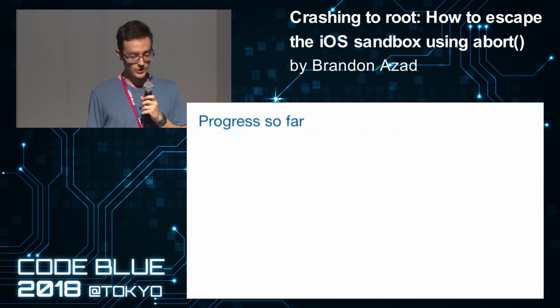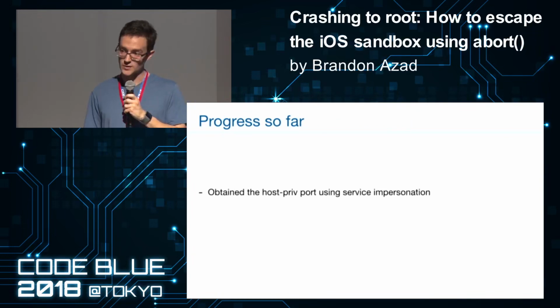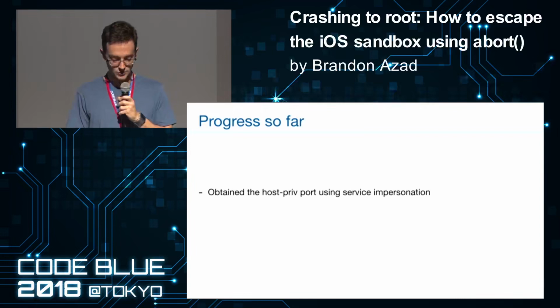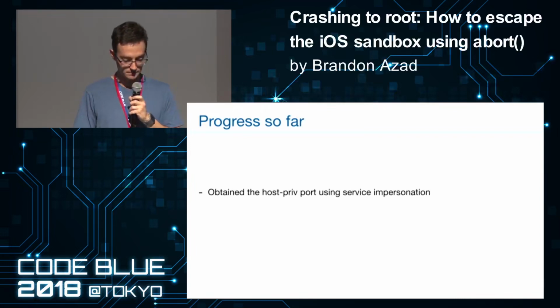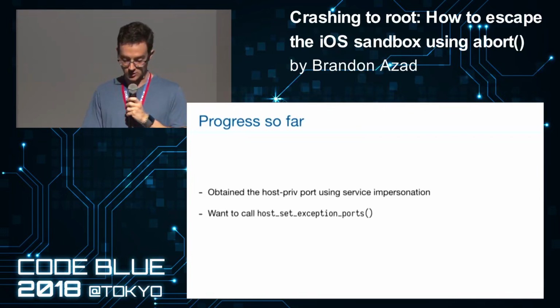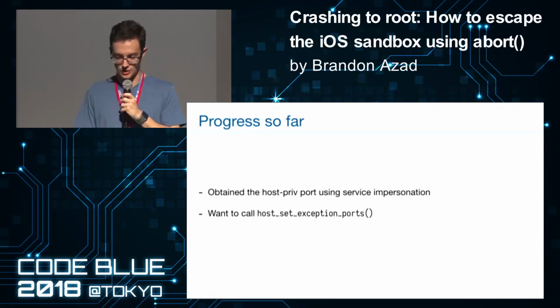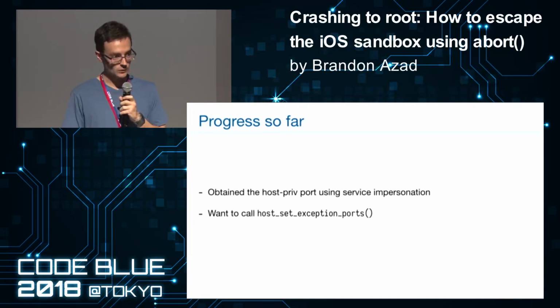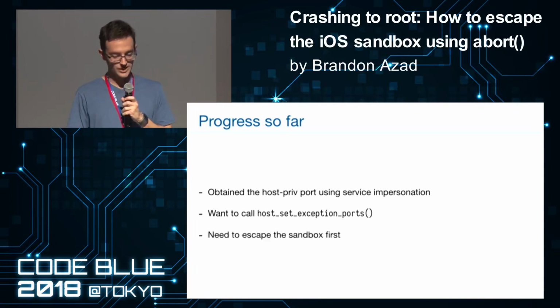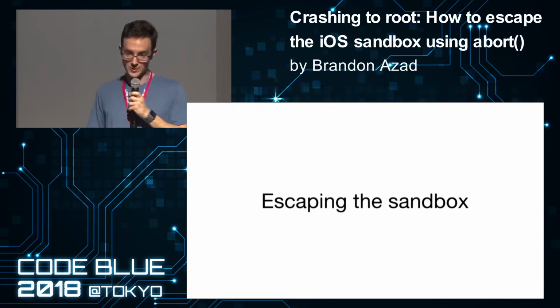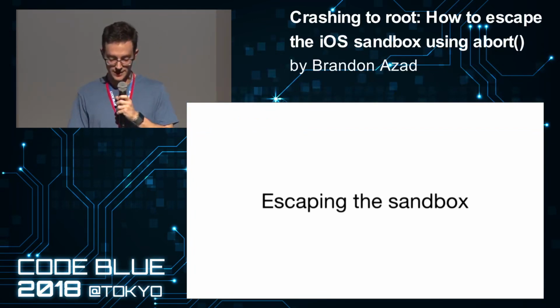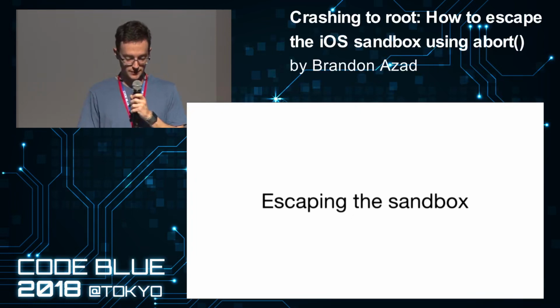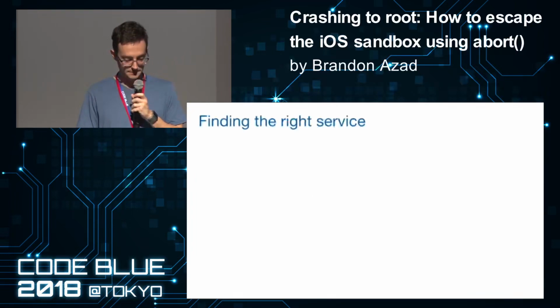All right, so how are we doing overall? We've successfully obtained the host priv port using our mock service impersonation primitive, and we know that we want to call host set exception ports in order to complete the exploit and execute code in report crash. However, in order to do that, we need to escape the sandbox first. So, how will we escape the sandbox? Well, we already have this very nifty mock service impersonation primitive, so let's try to reuse that.